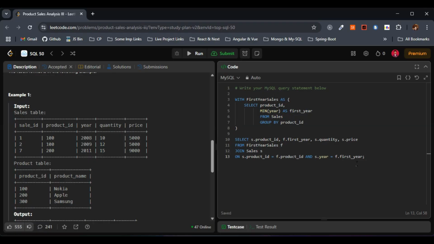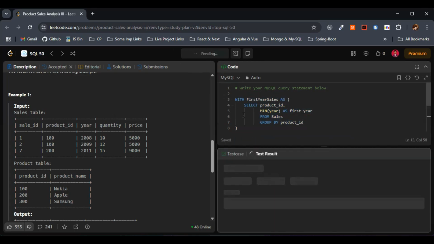What we did here, we are writing the query to get the sales record for the first year of each product from line number 10. From line number 3 to line number 8, I have already explained what we did. We were finding the first year each product was sold in this case. So this is it for the query.